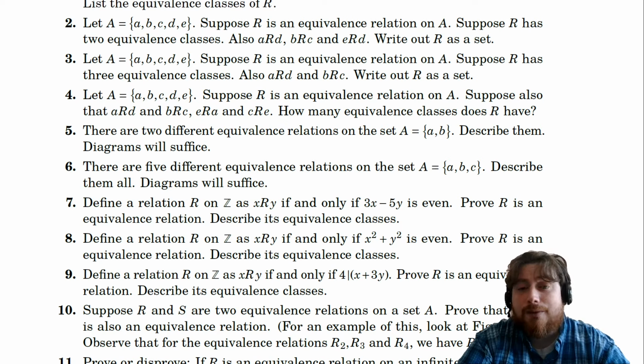And the last one would be: if x is related to y and y is related to z, then we know that x squared plus y squared is even, and y squared plus z squared is even. So what we have to show is that x squared plus z squared is even.